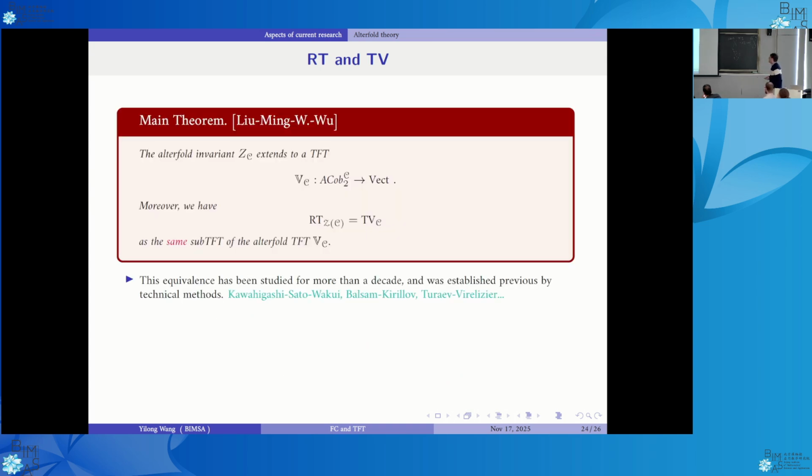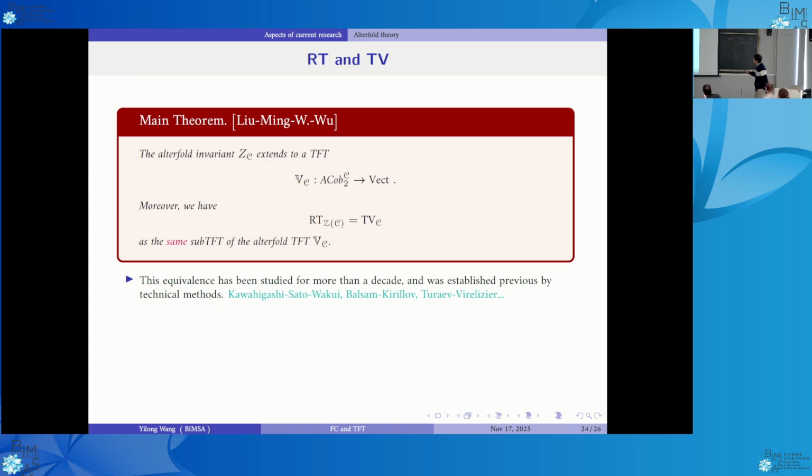Our main theorem is that our autofold invariant extends to a TFT. So we have a suitably defined autofold cobordism category. We have a symmetric monoidal functor from this cobordism category to vector spaces, and we have the Reshetikhin-Turaev TFT and the Turaev-Viro TFT as sub-TFTs of the autofold TFT.